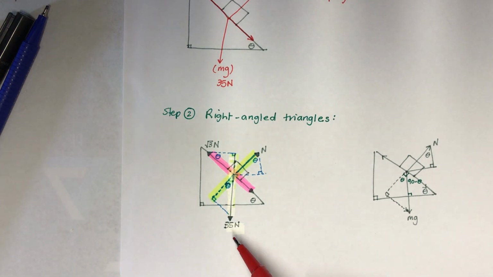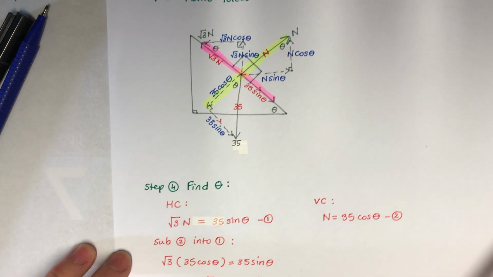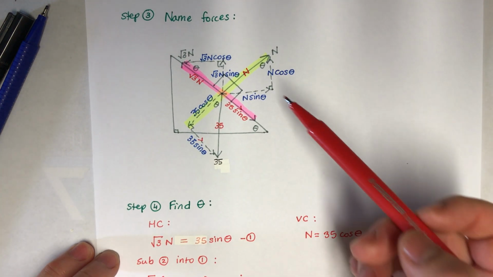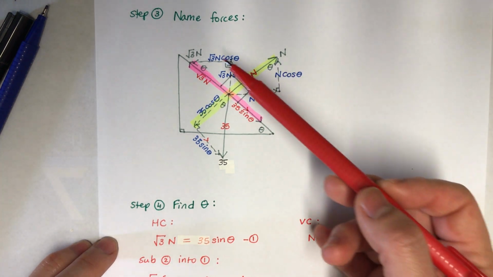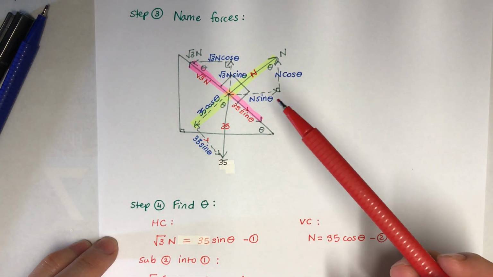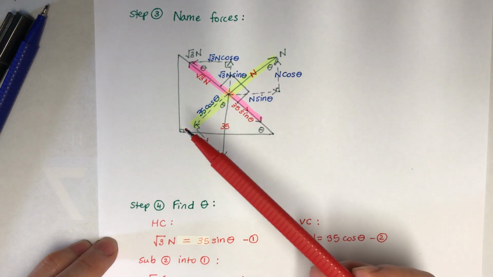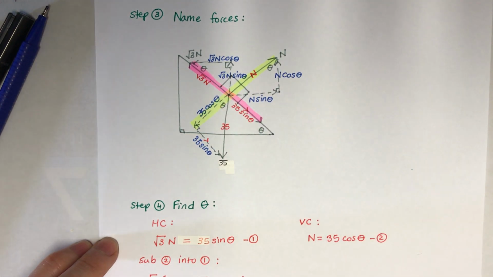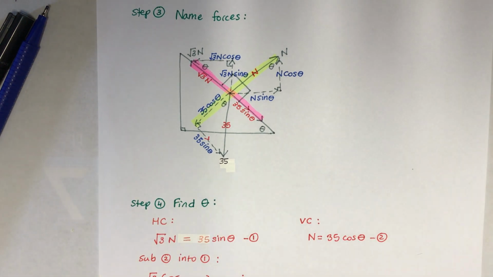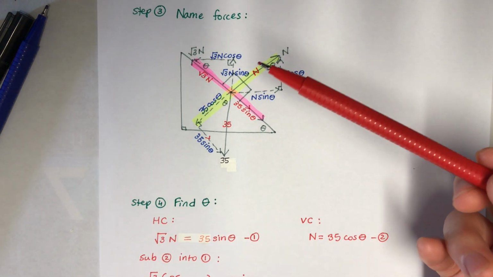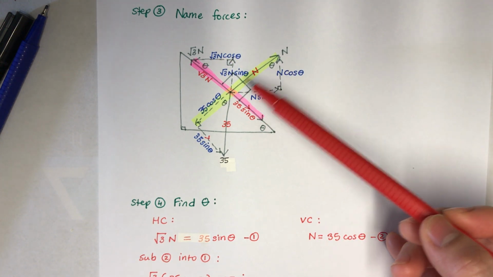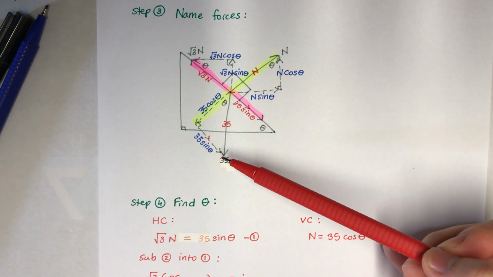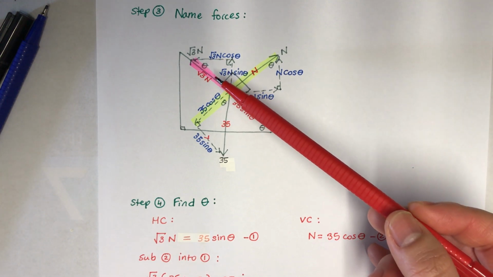And now I'll no longer put mg there, I'll just put 35 Newton. And then we've named all the forces. Okay, so all the forces. Now these, I don't really need all of it. All I need is this and this, but I just want to show you how to find all the forces. So I'll put all the forces here. So in here, that's N, right? That's 35 Newton. That's √3 N.